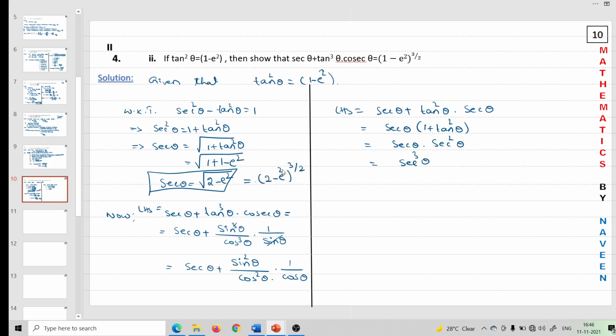What is the secant theta value? This one, 2 minus e square power 1 by 2, not 3 by 2, it's 1 by 2. So 2 minus e square over 1 by 2 whole cube is nothing but 2 minus e square power 3 by 2. This one is RHS. So the remaining problems are homework. Up to first Roman and second Roman, you have to do all the problems.